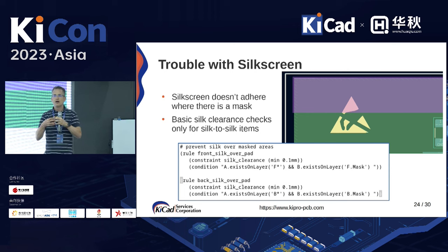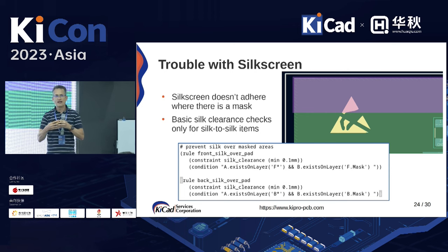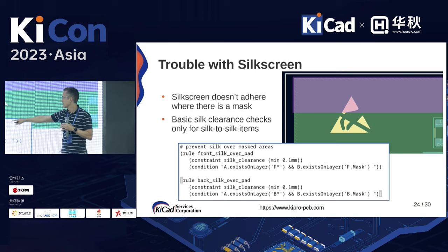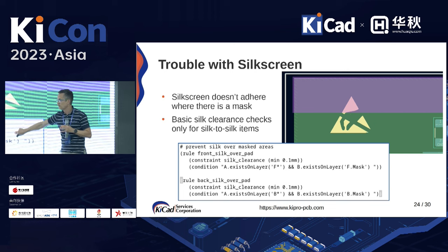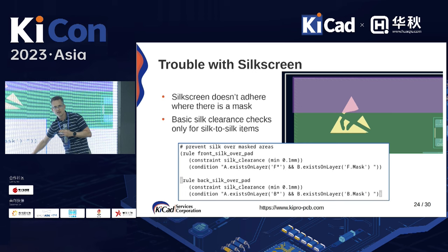So anything on the front layer that overlaps with the mask should be all by itself. So anything that exists on the front layer that overlaps the mask is going to trigger this one. And on the back layer, we do the same thing here.